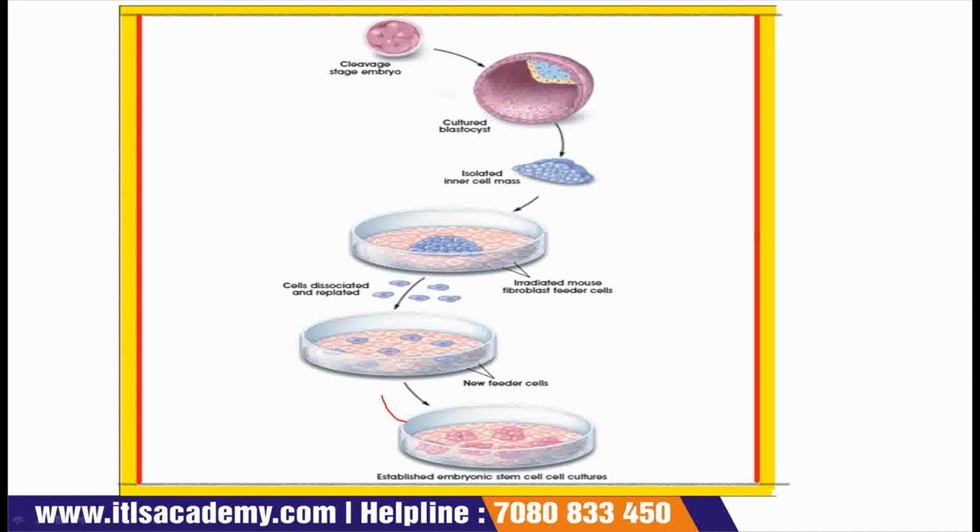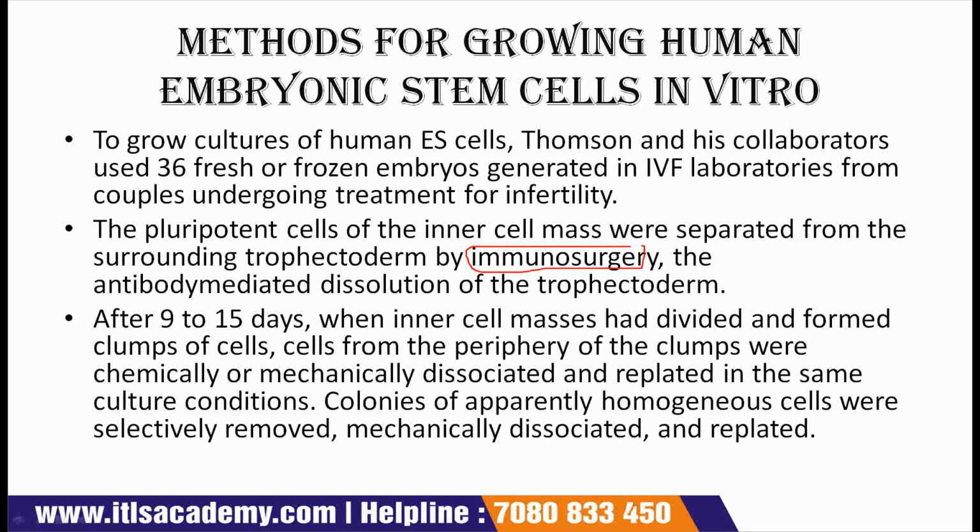And finally you can see here these are established embryonic stem cell cultures. These embryonic stem cells establish themselves and form new colonies. So this is how we can culture the embryonic stem cells directly from the blastocyst by separating the inner cell mass by the process, as you can see here, of immunosurgery.